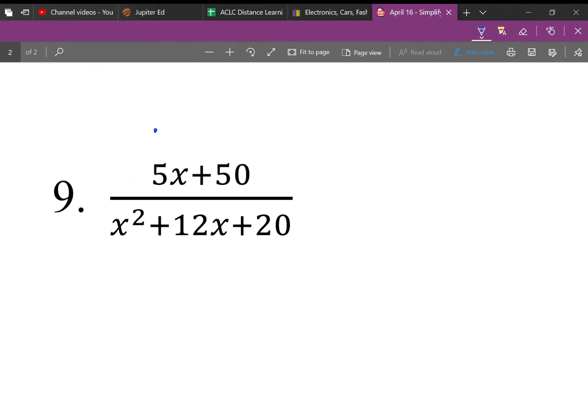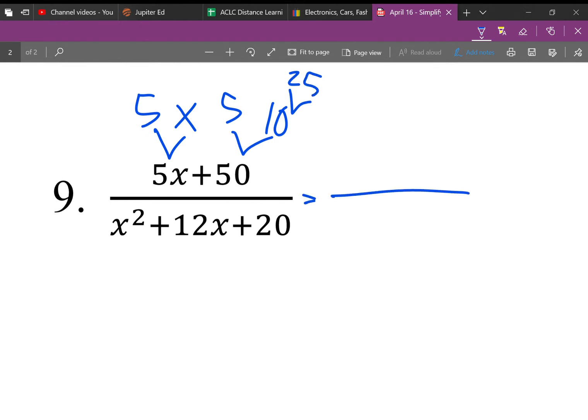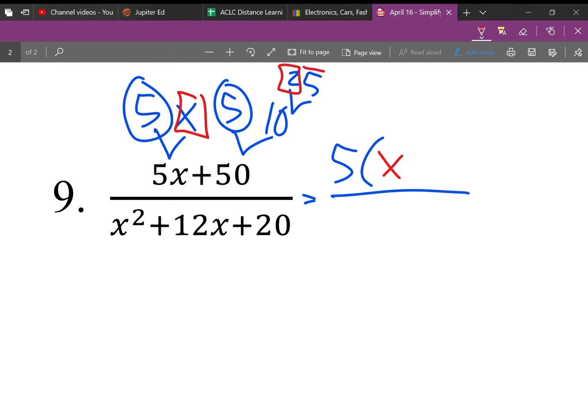First off, we'll do a little factor tree here. 5x is 5 times x, and neither of those break down. 50 is 5 times 10, and then that 10 breaks down into 2 and 5. So when I factor this binomial, the thing they have in common is 5. So that 5 goes on the outside of the parentheses, and then the leftovers, which are x, and then 2 times 5, which is 10, is what goes on the inside of our parentheses.